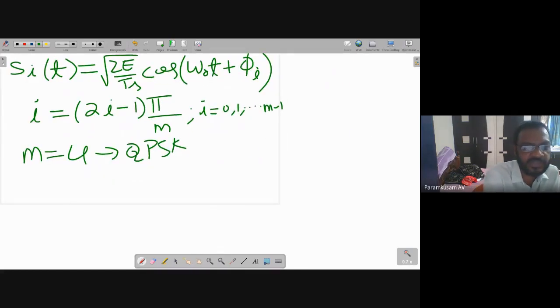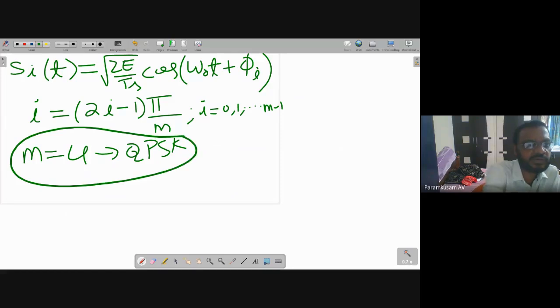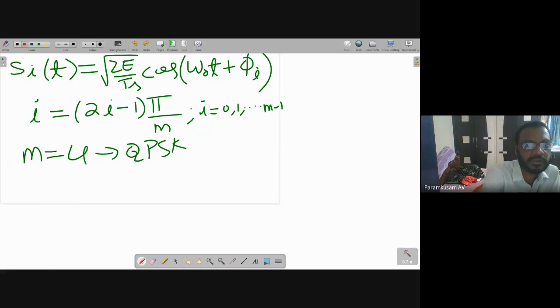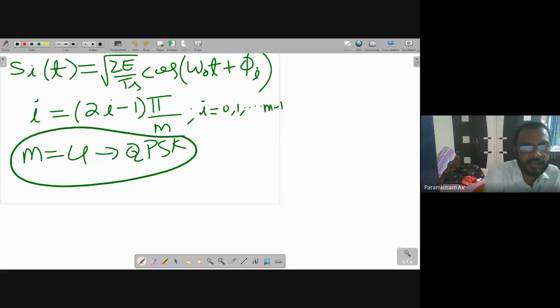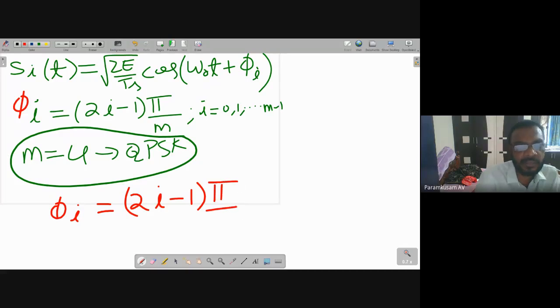For QPSK, m is equal to 4. So s_i(t), let us see the phase angles. Phase angle θ_i is equal to (2i minus 1) into π by m, with m equal to 4, so π by 4. So what angles do we get? Put i is equal to 0.